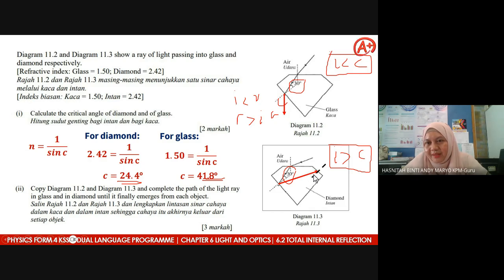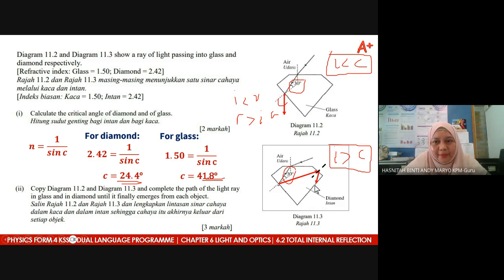What is the angle of incidence here? If these two lines, these two edges are parallel, the angle here is also 30 degrees, which means again I is greater than C. So total internal reflection occurs again here. Okay, here 30 degrees, here also 30 degrees. And now it reached this edge.